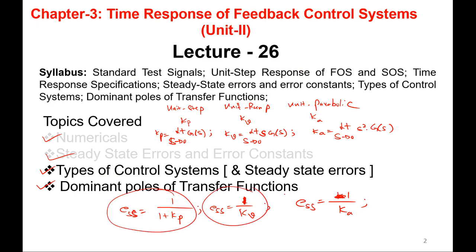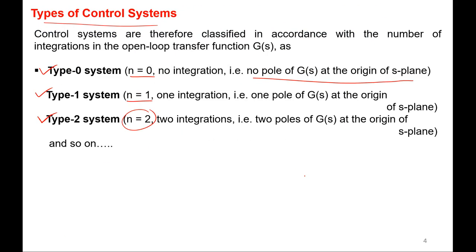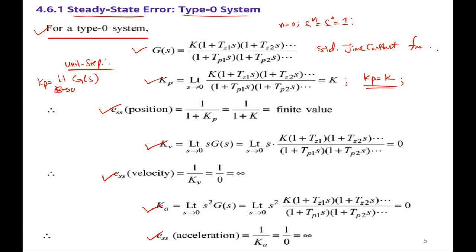1 by Kv, 1 by Ka, right? So 1 divided by 1 plus Kp. What is Kp? Kp is equal to K here, so substitute here: 1 by 1 plus K. This is some finite value I will get. We can observe here, if the output tracks the input, then the steady state error should be 0. But I am getting some steady state error here, and that is a finite value.